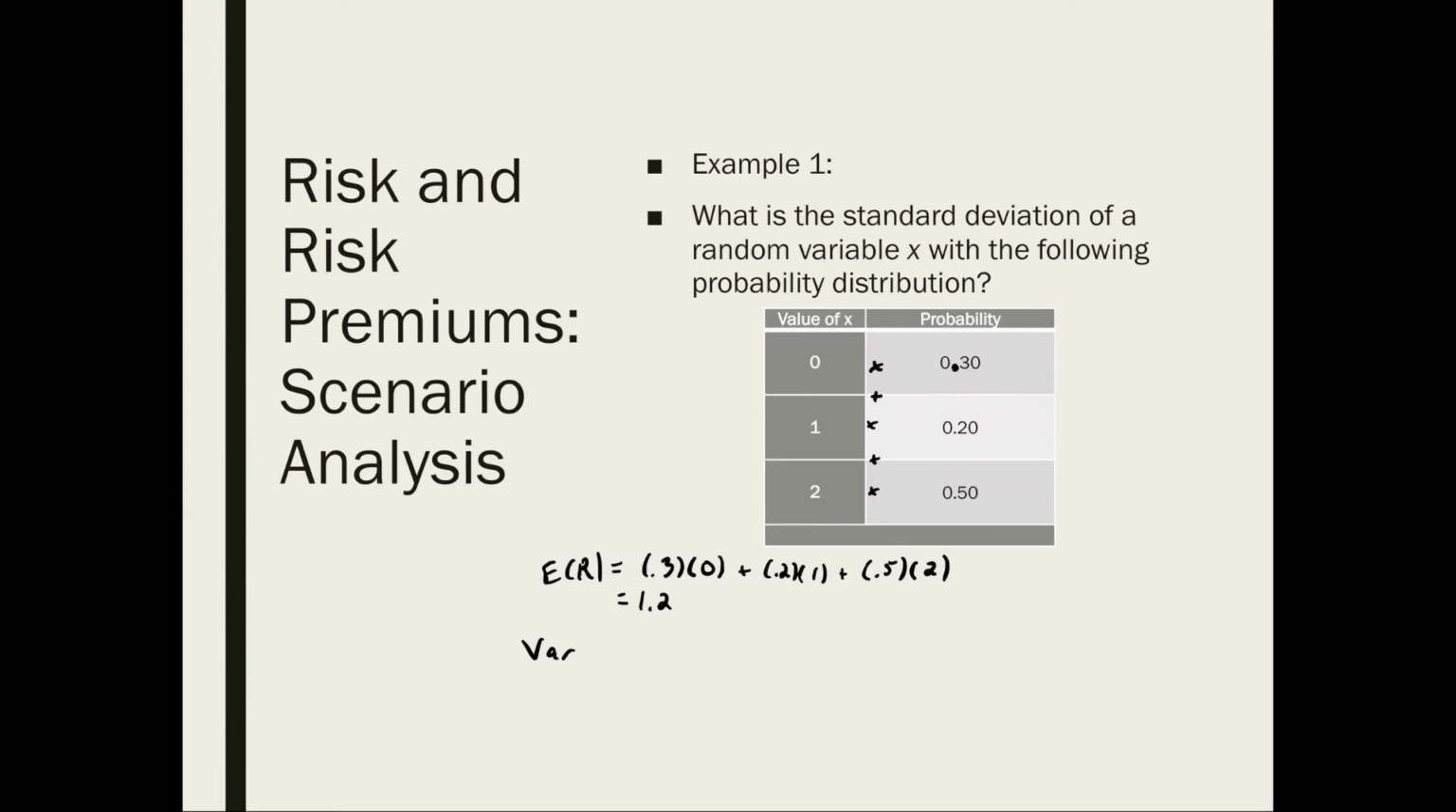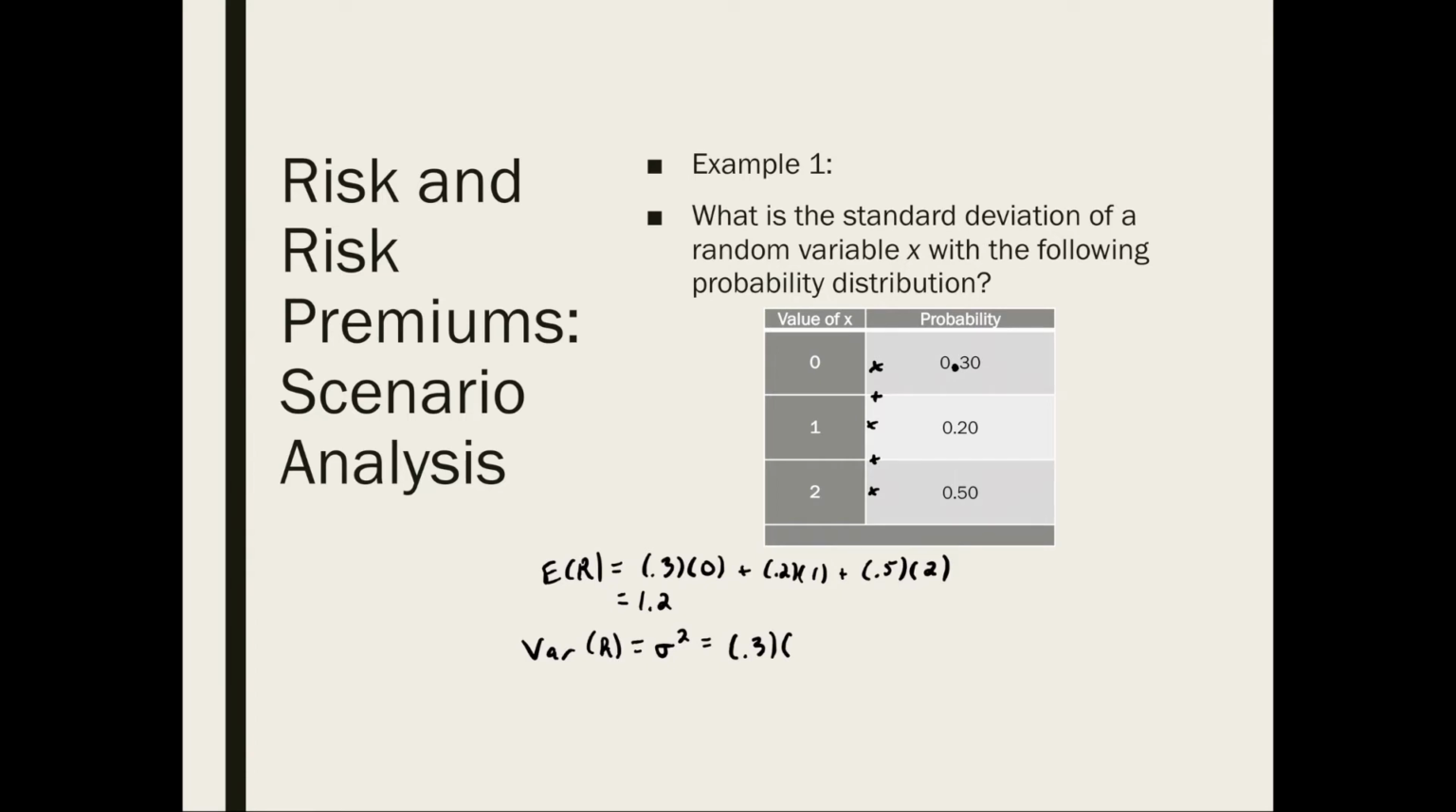To calculate the variance, we are still going to keep the same notation as before. So the variance of this return, sigma squared, is equal to the probability multiplied by the deviations from the mean squared.